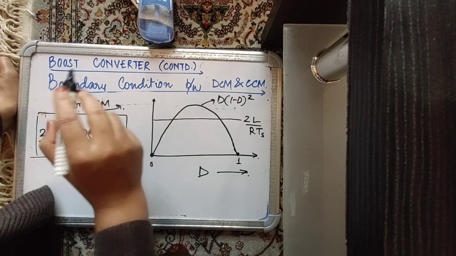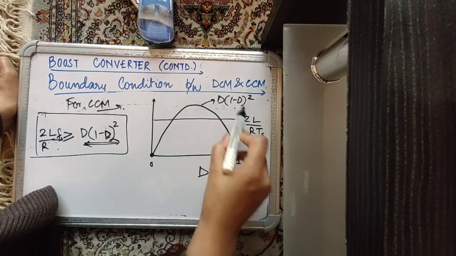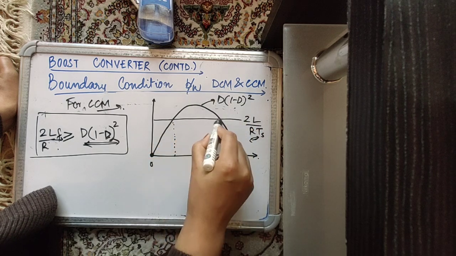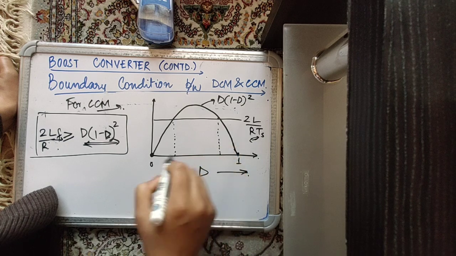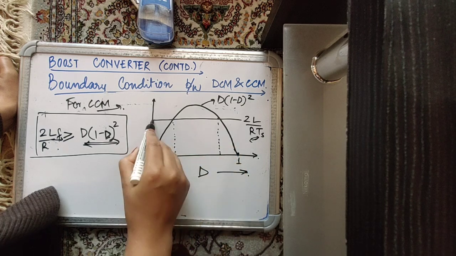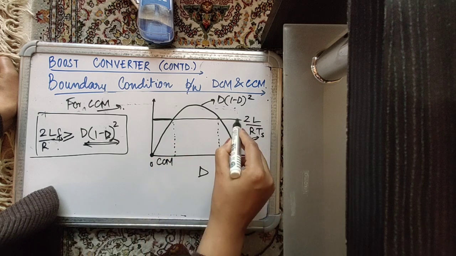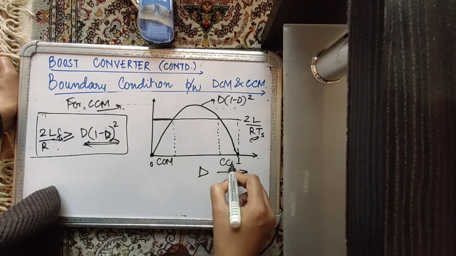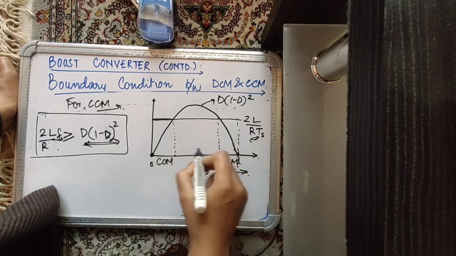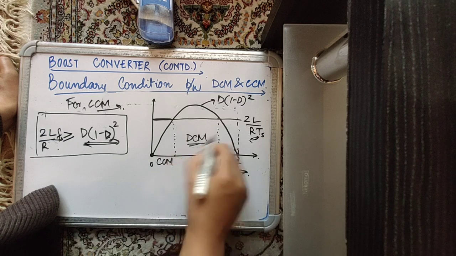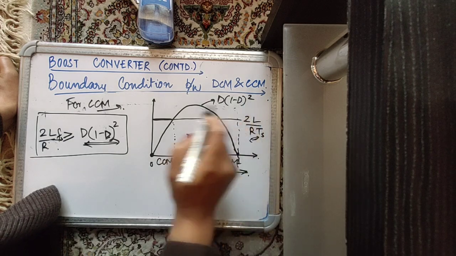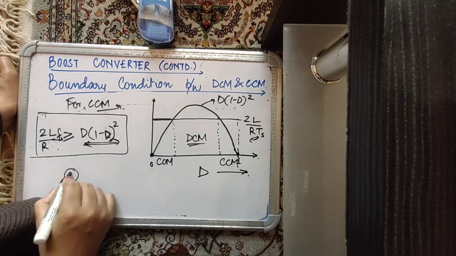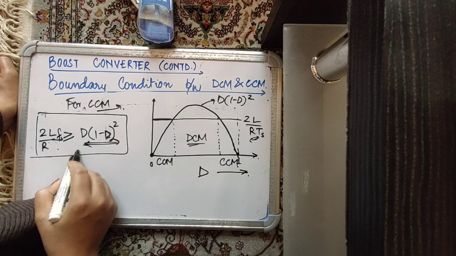Now, as long as 2L by RTS is greater than D into 1 minus D whole square, your converter is in CCM. Here, when 2L by RTS is greater than the curve, this is also CCM. But in the middle part of the curve, your converter is in DCM, because 2L by RTS is equal to D into 1 minus D whole square. Now let's see, we derived the equation, we saw it graphically.